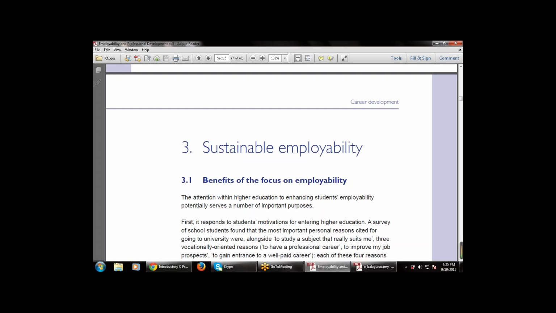Then we also discussed sustainable employability in the last class. What is sustainable employability? Sustainable employability means employability that is sustained, that is, a skill that we can trust. So the first point is the benefits of the focus on employability, that is, what are the various benefits available from focusing on employability.